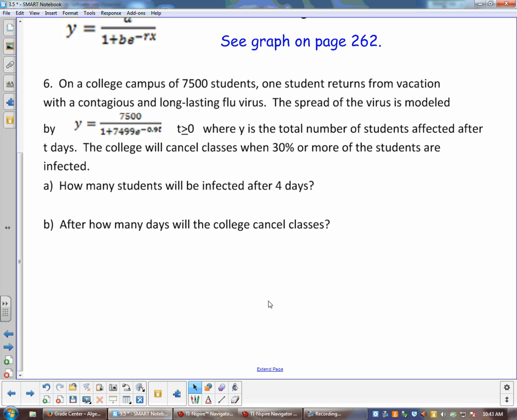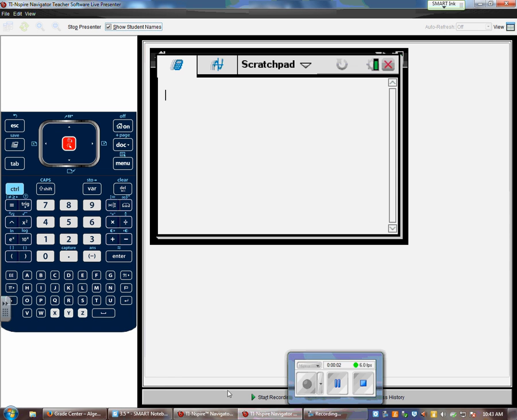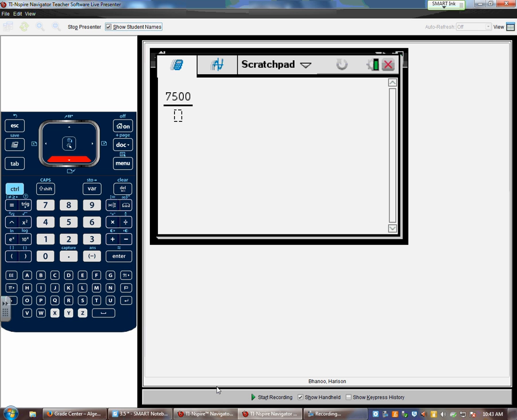Plug in 4 for t. All right, so would you do that now, please, on your calculators? And Harrison, counting on you again here. Yes, calculator page for right now. And you're just doing 7,500. You know what, I tell you what. Just do this, Harrison, just do this on a graphs page. Oh, on a graph. Yeah, do it on a graph, add a graphs page.